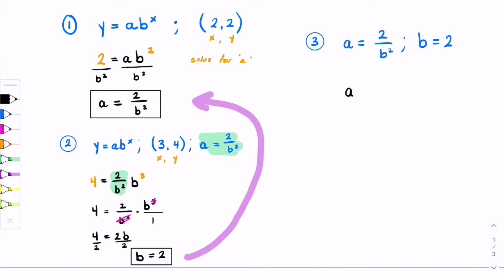That gives me a equals 2 over 2 squared, and I'll highlight the 2 is replaced, or 2 replaces b. This tells me that a is equal to 2 over 4, or a is equal to 1/2.